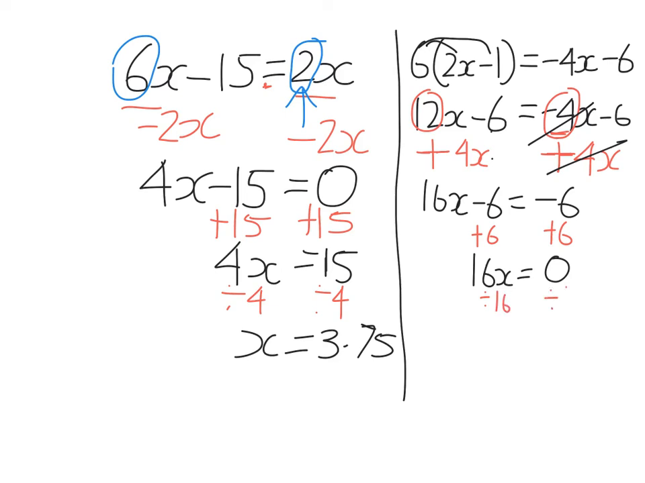Divide each side by 16. You divide by the number in front of x. Some people in this situation would make the mistake of saying x is 16 divided by 0. It's not. It's 0 divided by 16, which is 0. That is the solution here. Okay, there's one more little pitfall I just want to talk about and then we're done.